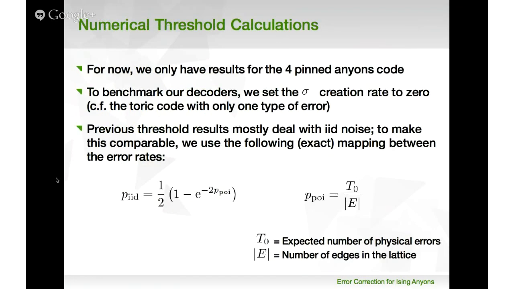There's one additional subtlety, which is that because we're working in this picture where the noise is Poisson, it's not in general directly comparable to the standard case of errors that people study in terms of IID errors. However, in the special case where we zero out the sigma particle creation rate and only consider psi particles, this is exactly like considering just one type of error, either X or Z, in the toric code. And in that case, there's an exact mapping between this Poisson thermal error model and the IID error model. And these are the equations which tell you how to do that mapping from the IID error model that people have more typically considered to this Poisson case.